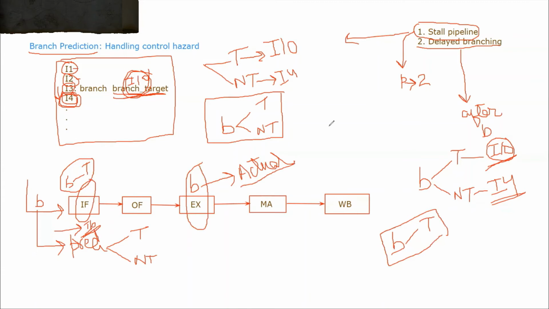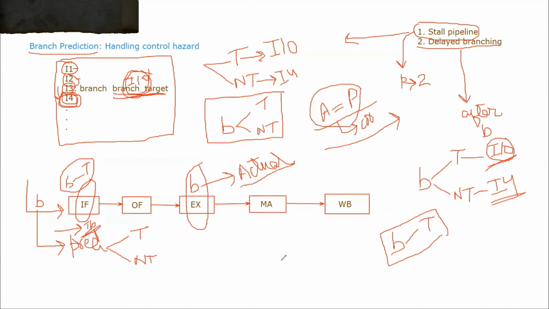Now, if this actual outcome is equal to my prediction, then that means I have correctly predicted. What have I predicted? I have predicted the outcome of a branch. So my prediction is correct, and because of my good prediction, I won't have any issue in the pipeline.